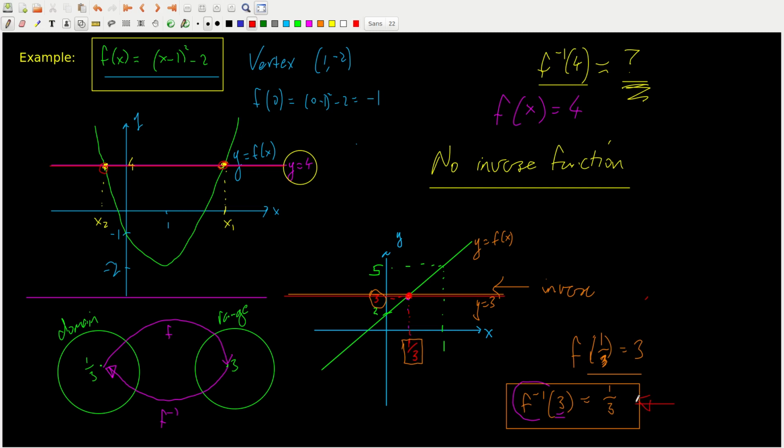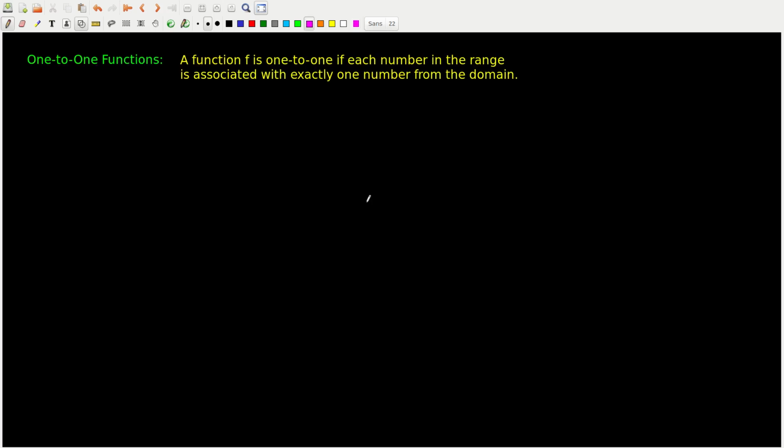So let's define precisely when a function has an inverse. We define a function to be 1-to-1 if every element in the range, every number that comes out of that function, is associated with exactly one number in the domain.